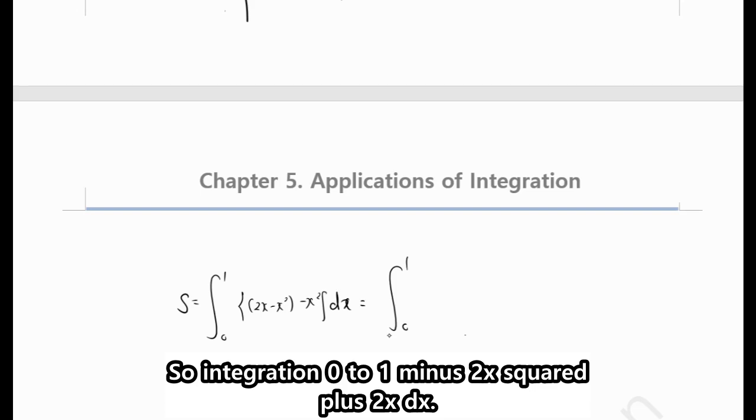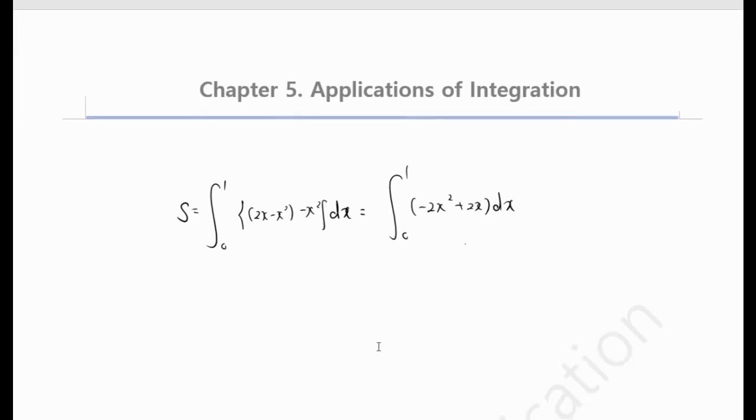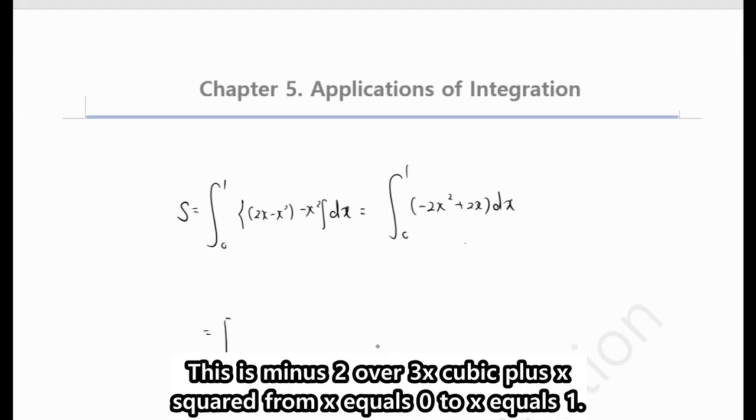The area is the integral from 0 to 1 of 2x minus x squared minus x squared, and the base length is dx. So the integral from 0 to 1 of minus 2x squared plus 2x dx. So we can calculate this. This is minus 2 over 3 x cubed plus x squared, from x equals 0 to x equals 1.